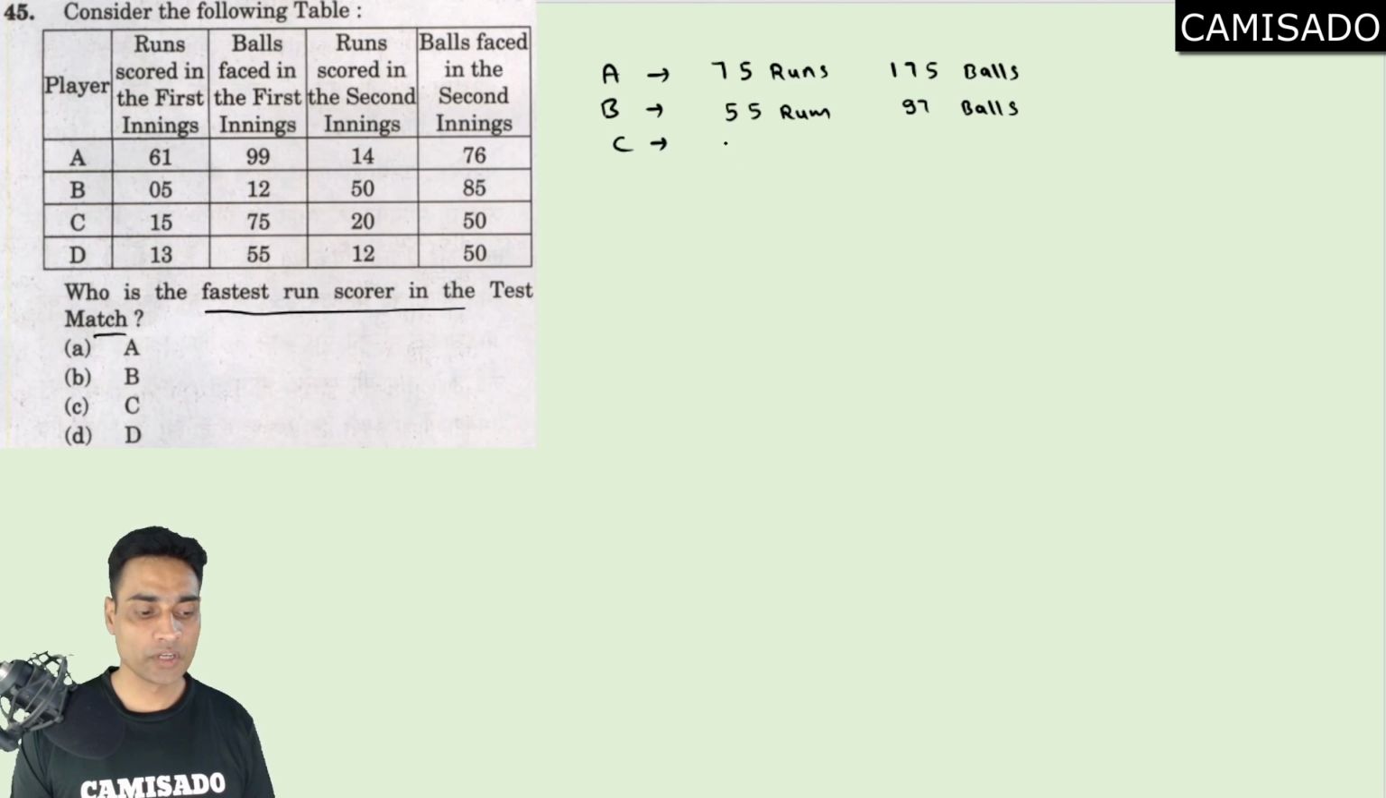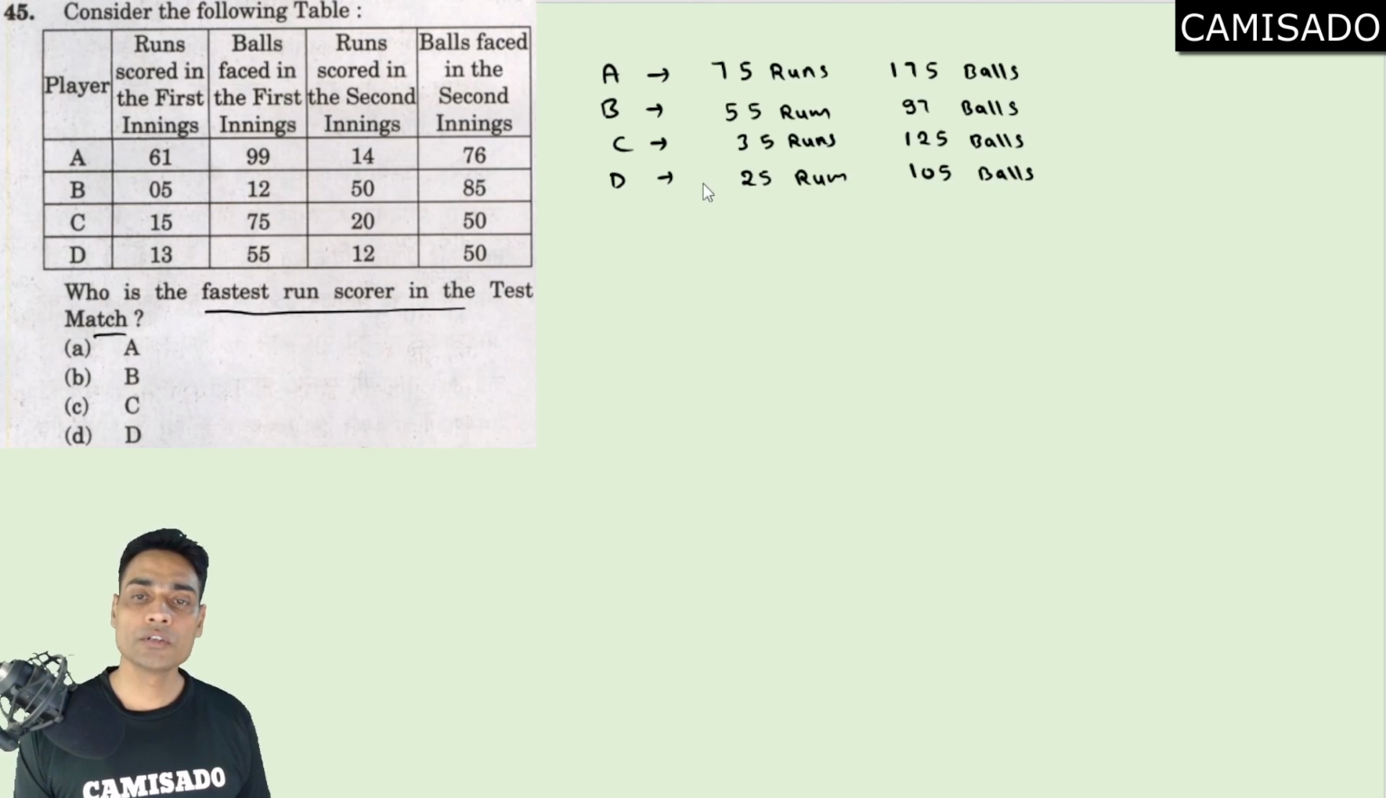Player C is getting 35 runs in 125 balls, and player D is getting 25 runs in how many balls? In 105 balls. Fine. So who is the fastest run scorer?